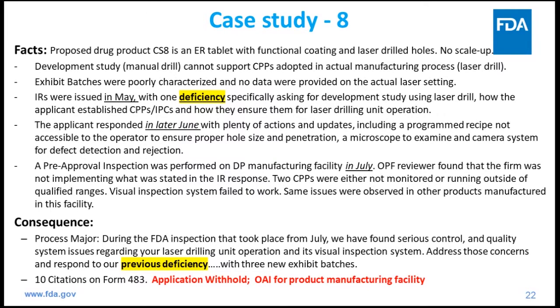There is a process measure. It said, during the inspection, we found you have a serious control issue in the quality system regarding the laser drilling unit operation and visual inspection system. And she asked the company to respond to that deficiency issued earlier, and they need to manufacture 3 new batches. And there are 10 citations on the Form 483. The application is on hold. And the manufacturing facility got an OAI, official action indicated, which means it's no longer in compliance status. So it's pretty bad.